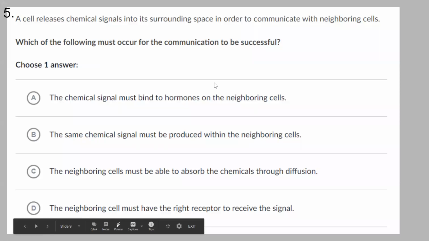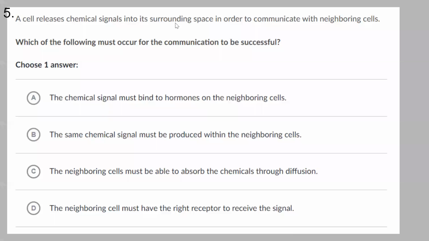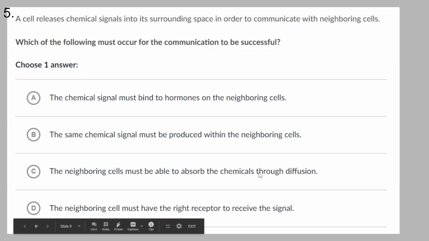Last question. A cell releases chemical signals into its surrounding space in order to communicate with neighboring cells. Which of the following must occur for the communication to be successful? A, a chemical signal must bind to hormones on the neighboring cells. B, the same chemical signal must be produced within the neighboring cells. C, the neighboring cells must be able to absorb the chemicals through diffusion. D, the neighboring cells must have the right receptor to receive the signal. Five seconds to think.